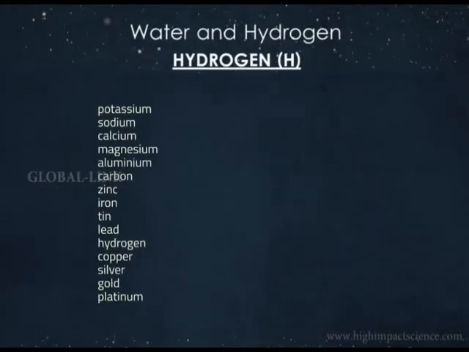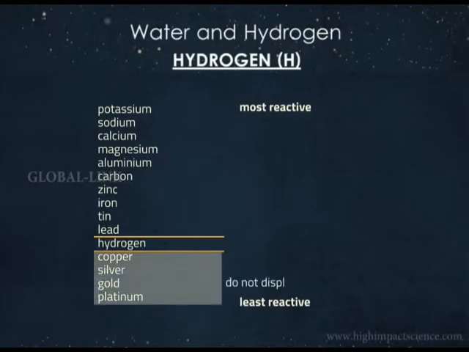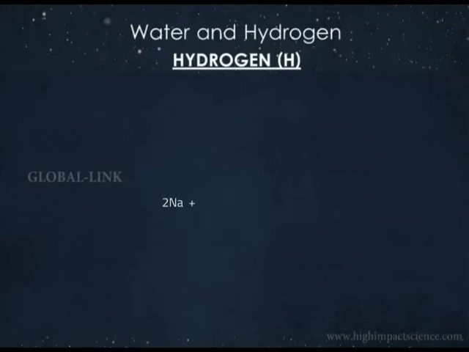When metals react with acids, they actually displace the hydrogen in the acid to form hydrogen gas. So metals which are above hydrogen in the reactivity series normally react with acids to form salt and hydrogen, like zinc. Metals below hydrogen in the reactivity series do not displace hydrogen in acids. Most reactive metals will displace hydrogen in water, for example, sodium.